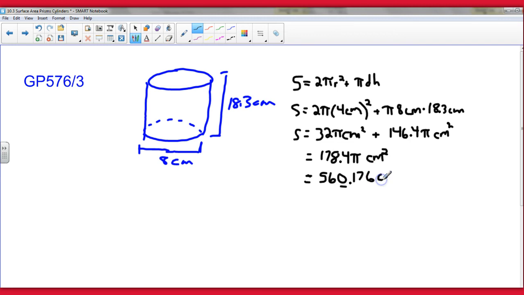So what is our answer? That's right, 560 centimeters squared. This would be our answer. I'm not going to try to write it with this keyboard. There you go. So I hope this helps walking through these.